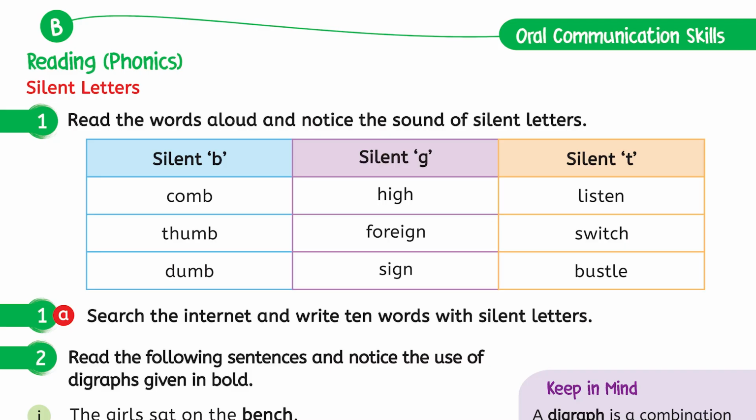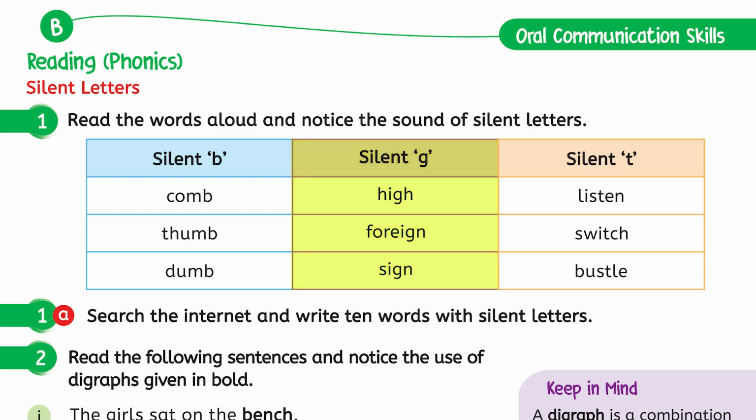So my dear students, now we are going to move on with section B, that is based on phonics. And this is basically the oral communication skill. So in this section, we are going to learn about the silent letters. And as you know, silent letters are those letters which should not be pronounced during the pronunciation of the word. Just like if you can see, there is a silent letter B, which we are not going to pronounce while we are pronouncing comb, thumb.